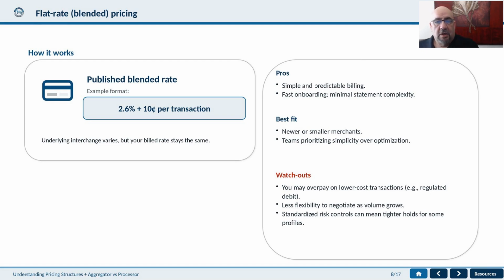Watch out. You may overpay on low-cost transactions, regulated or debit transactions, and pay a lot more than you necessarily have to. Least flexibility in negotiation as volume grows. Standard risk control can mean tighter holds for some profiles. So a couple of these are mainly based on Square or aggregators, but it does apply to us if you are on that system. Standard risk control is because of the risk of being underpriced or something like that.